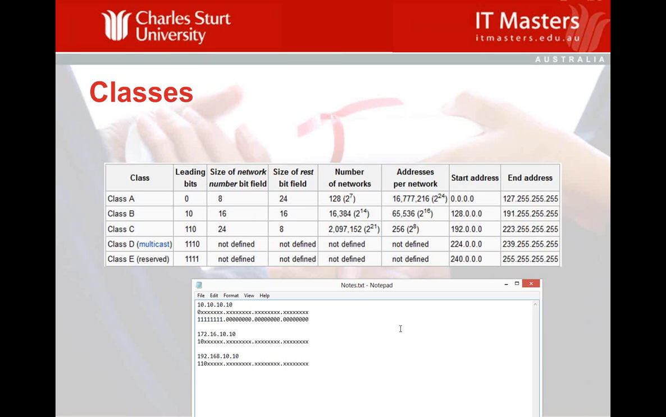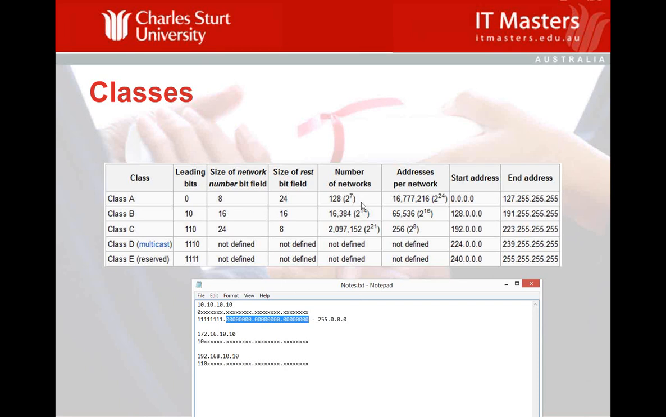Okay, that's your binary subnet mask, which equates to 255.0.0.0 in decimal. Of course, remembering that we've got 32 bits in our IP address, if we're using the first 8, so these ones here, as our subnet mask, that then means we have this many here, or 24, to use for the number of hosts, which is the size of the rest bit field.